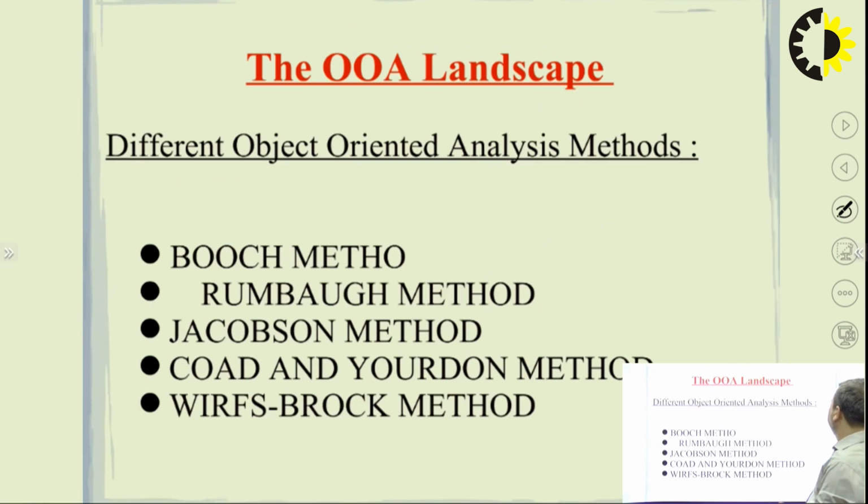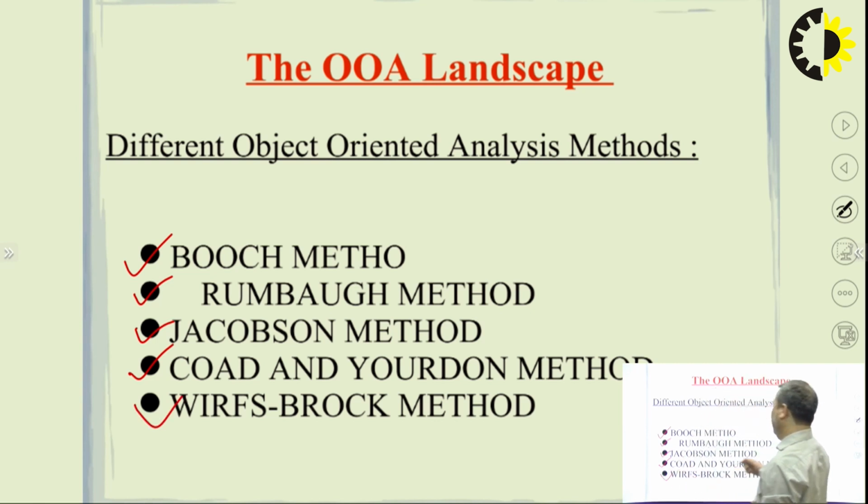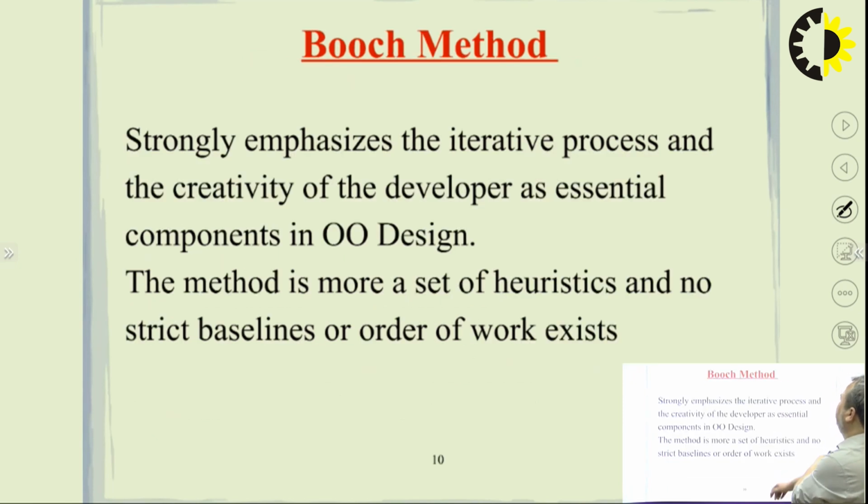So these are some popular methods which are used for object oriented analysis: the Booch method, Rumbaugh method, Jacobson method, Coad and Yourdon method, and the Wirfs-Brock method. If we integrate all these features, that comes under UML, the Unified Modeling Language. So let's briefly emphasize each particular method.